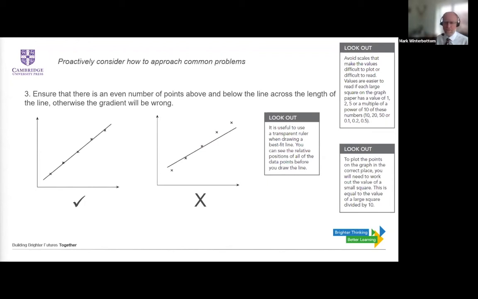Likewise, really simple things that the book points out really well. Useful to use the transparent ruler when drawing a best fit line. Avoid scales that make the values difficult to plot. It's not rocket science, but the students often will do it. To plot the points on the graph in the correct place, you need to work out the value of a small square. Now, that seems so simple, but it's one of the things that really throws students when using graphs and trying to plot their points.